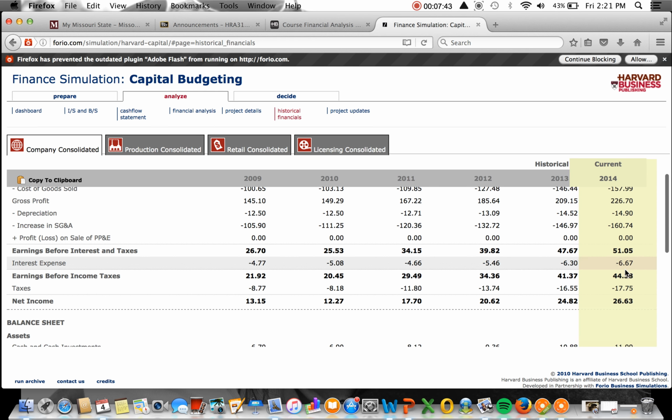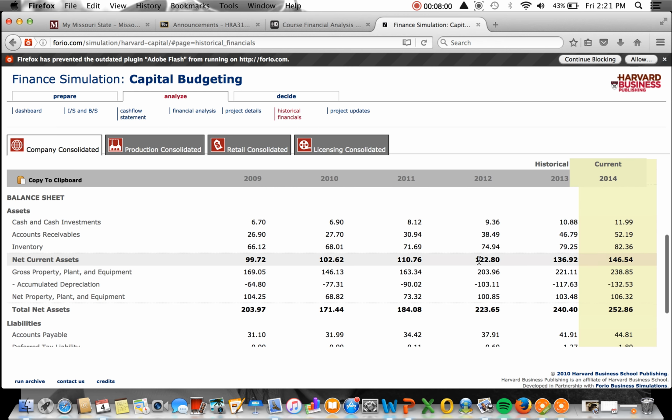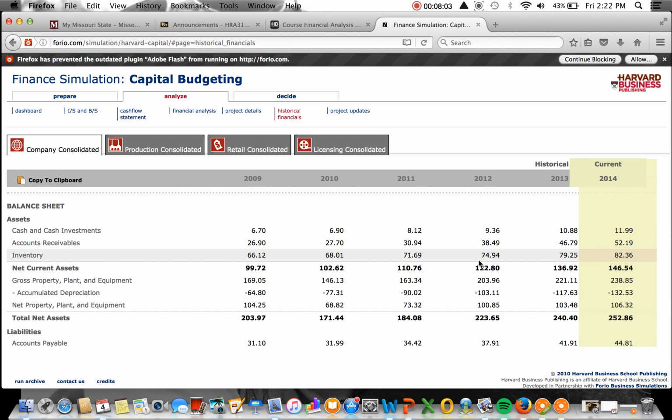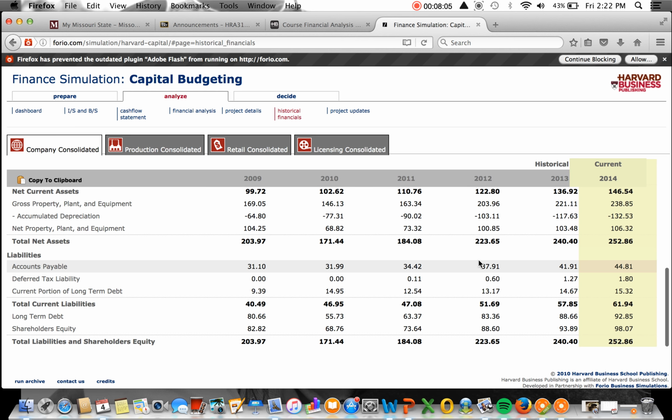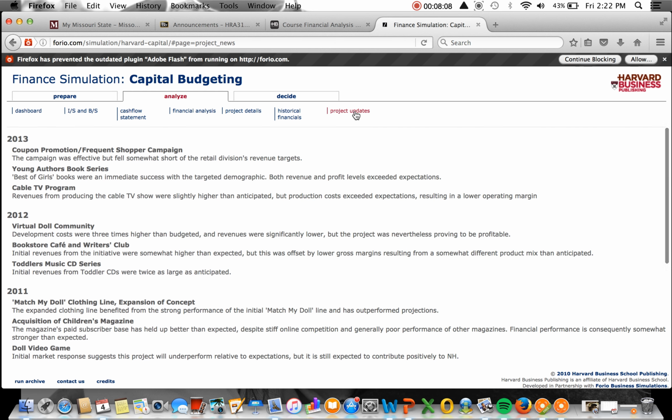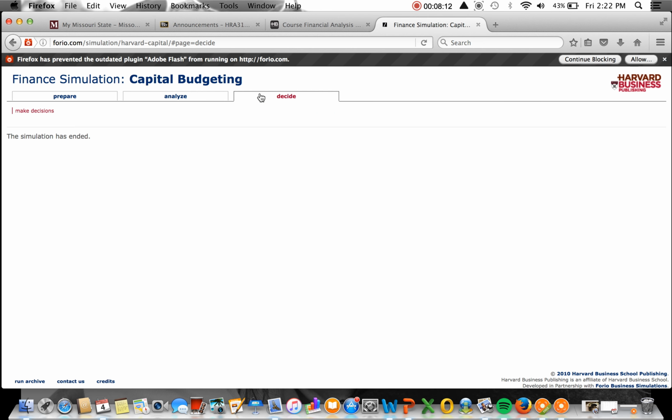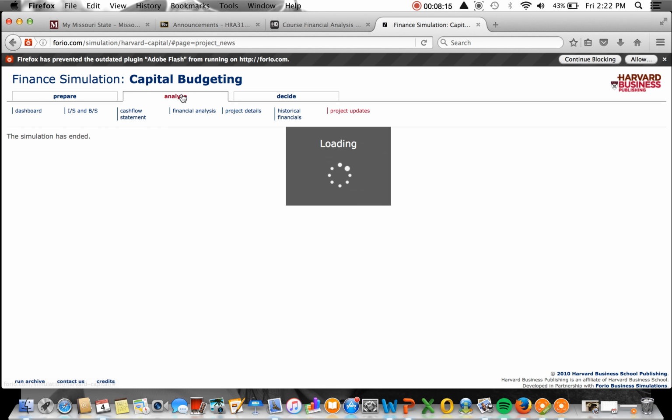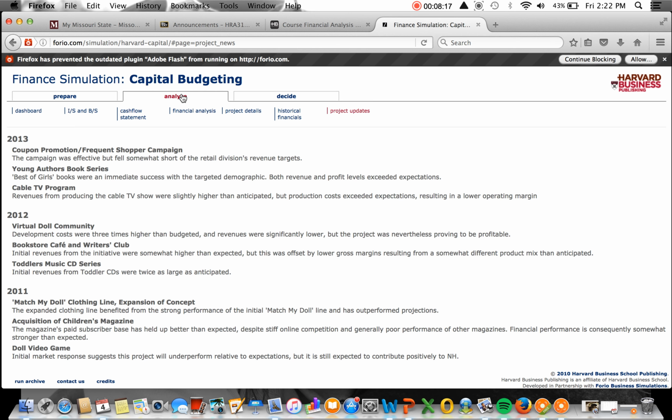The net income, so that's after all those taxes, ended up being 26.63, and it just ended up gaining more and more. The net income ended up increasing, so I think that's a good way to tell if you made some pretty good decisions throughout each year. And then that's just the project updates. And that is how I selected my capital budgeting project.